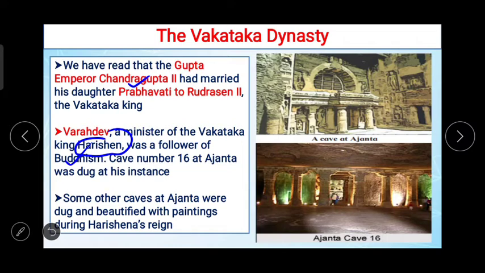Varadev, a minister of the Vakataka king Harisen, was a follower of Buddhism. So, cave number 16 at Ajanta was dug at his instance. Some other caves at Ajanta were dug and beautified with paintings during Harisen's reign.